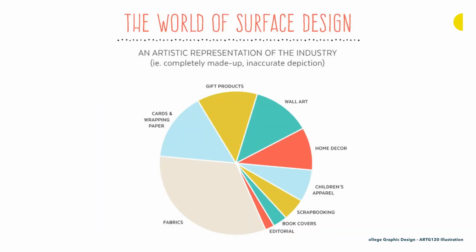Here we can see a world of surface design, an artistic representation of the industry, and we can see that the majority of these designs are going to be used on things like fabric, cards and wrapping paper, gift products, wall art, home decor, and then as you get more into book covers, editorial, packaging, and so forth.